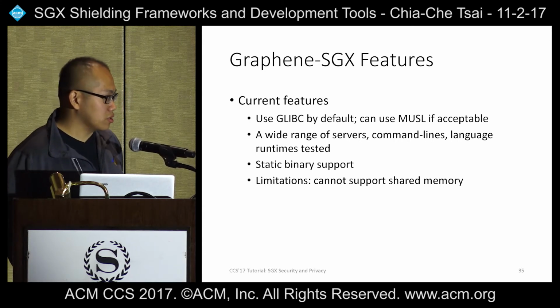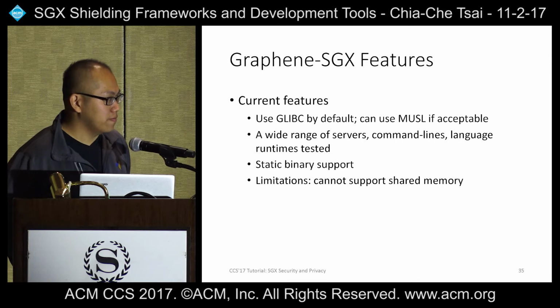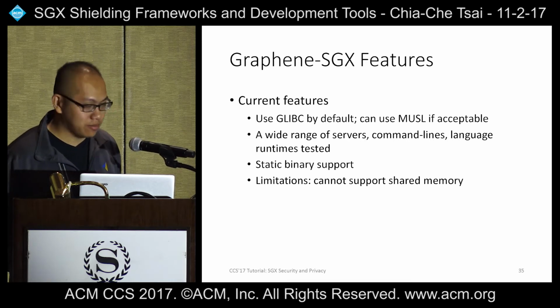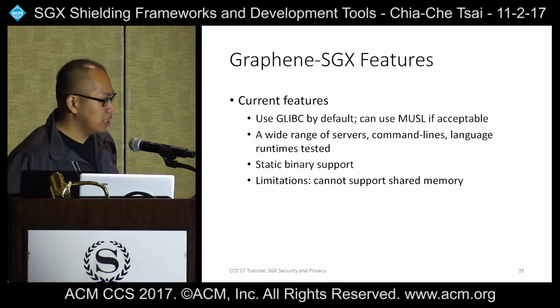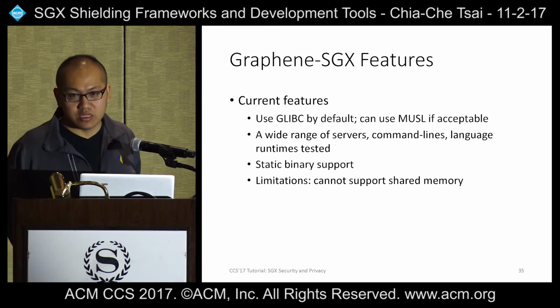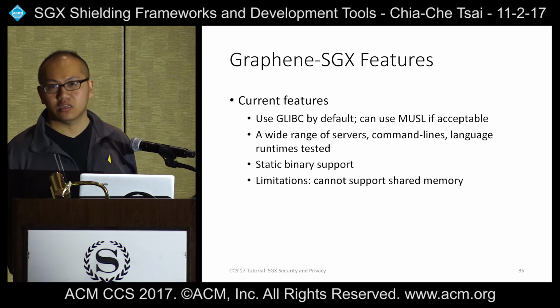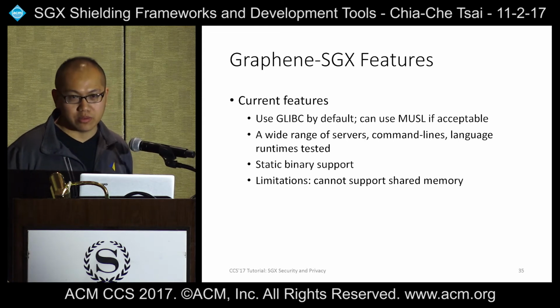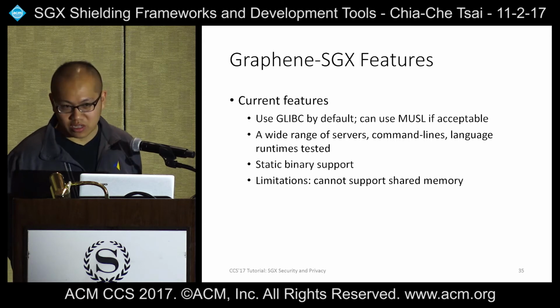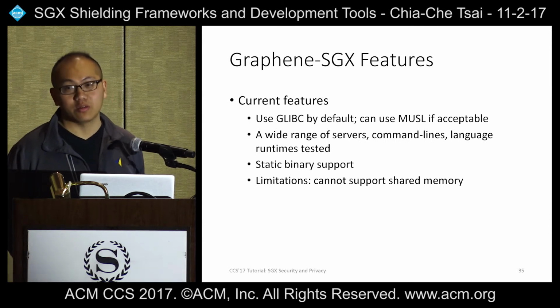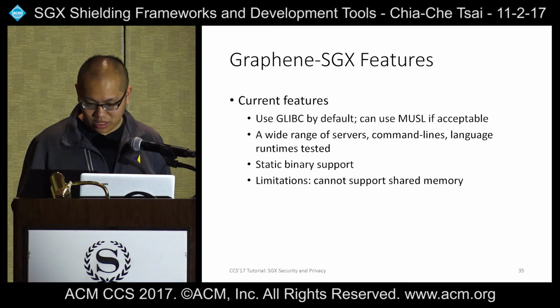It supports a wide range of servers, command lines, and language runtimes, and they're already tested, and we already provide you manifest files to run them. And it also supports static binaries. So if you have a binary that was statically compiled with system call instructions in there, we can also support them, but they will have very high overhead. And it cannot support shared memory. That's just something that Graphene was never able to support, but we'll think about it in the future.